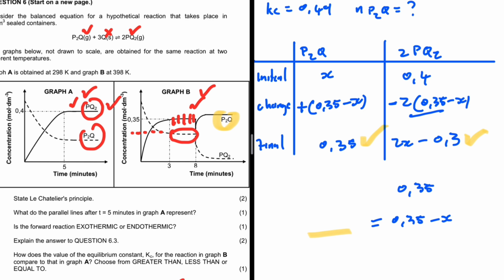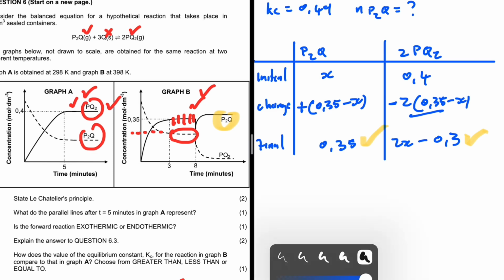Let me just double check and see if my final is correct. Okay, when I add these two, do they give me 0.35? X minus X. Okay, that is fine. Now let me check the other side. 0.4 and then minus 2 multiplied by 0.35, that will be minus 0.3. That is fine. And then minus 2x multiplied by minus x, that is 2x. So 2x minus 0.3. That's fine. So these are the concentrations we have at equilibrium.